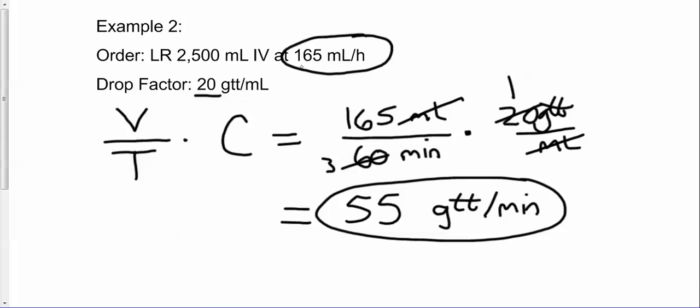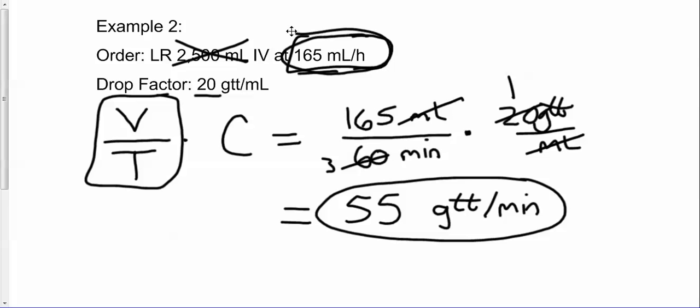So since they gave you a ratio of volume to time, that is that first fraction, V divided by T. And in this problem, we didn't really even need the total volume. You'd only need that total volume if they also gave you a total time. But since they gave you that ratio of 165 milliliters to 1 hour, we could use that as our first fraction there. And then we just have to times that by the drop factor and simplify. Now remember, when we calculate drip rate, our answer has to be a whole number, and it will always be in drops per minute for this class.